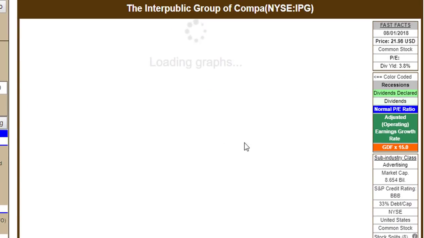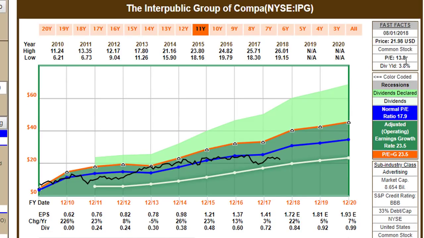But once again, the stock looks worthy of looking at now with a 13.8 PE and a 3.8% dividend yield. The valuation would indicate that this might be worth taking a closer look at.